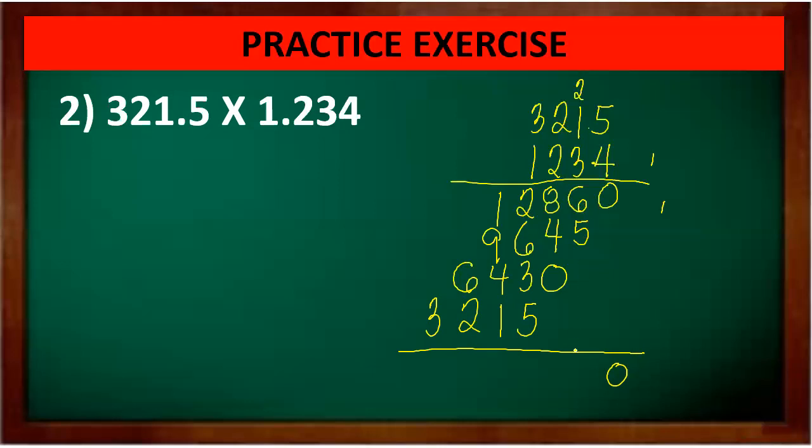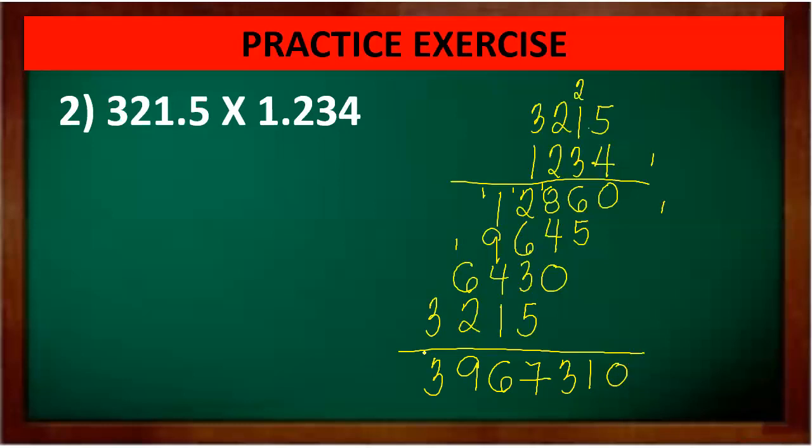So, 6 plus 5 is 11. Carry 1. 1 plus 8 is 9. Plus 4, that is 13. Carry 1. 1 plus 2 is 3, plus 6 is 9, 9 plus 3, that's 12, plus 5, that is 17. Carry 1, 1 plus 1 is 2, 2 plus 9 is 11, plus 4 is 15, plus 1 is 16. Carry 1. Then we have 1 plus 6 is 7, plus 2 is 9, bring down 3. Okay, so that is our answer.